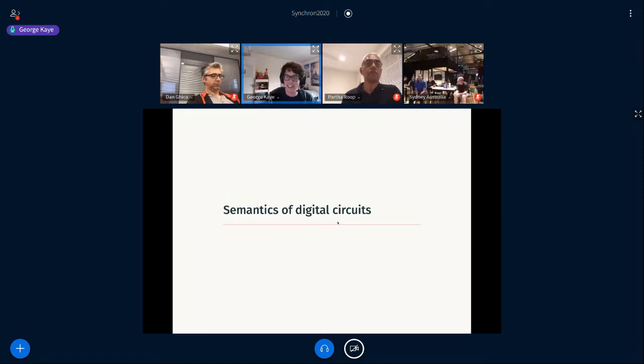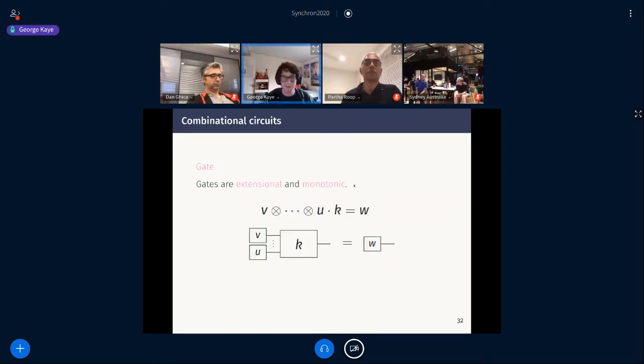Well, what are the semantics of digital circuits that we can represent in this way? So first of all, we have our gates, which are extensional, so only affected by the inputs and the outputs, and monotonic, so they respect this order of the lattice of values that we said earlier. So if you get some amount of inputs to a gate, you can transform them into some other value, and that's always going to be that value.